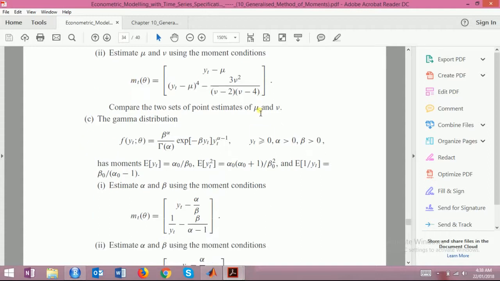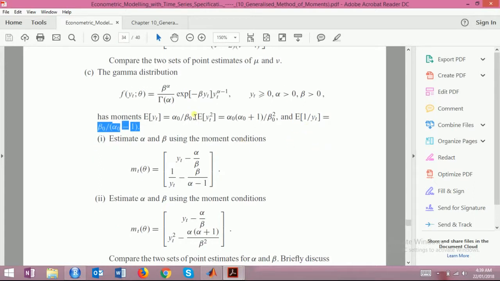In terms of the gamma distribution, we have this equation representing gamma, where beta to the power alpha divided by gamma of alpha, exponential of minus beta yt multiplied by yt to the power alpha minus 1, has the moments alpha naught divided by beta naught, then alpha naught multiplied by alpha naught plus 1 divided by beta naught square, and 1 by yt is equal to beta naught divided by alpha naught minus 1. And we do not take the second moment, we take only the first and the third moment, so that we have an exactly identified case. Otherwise we have only 2 parameters but 3 equations, an over identified situation here. We need to avoid that, and hence only the exactly identified case is specified.